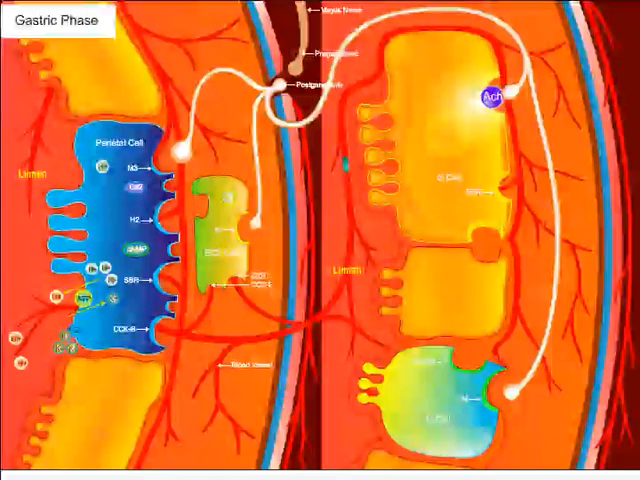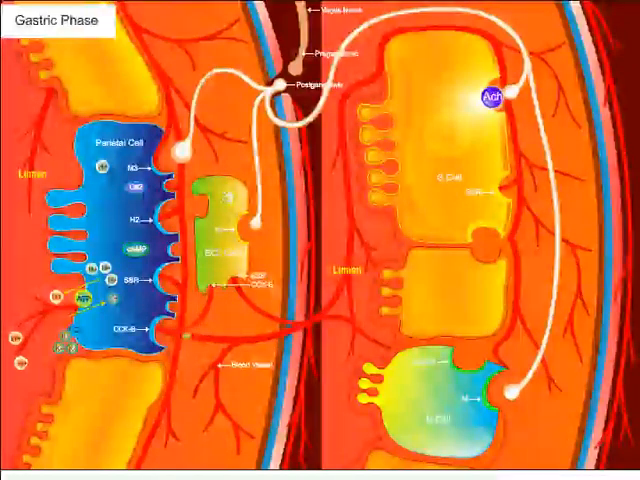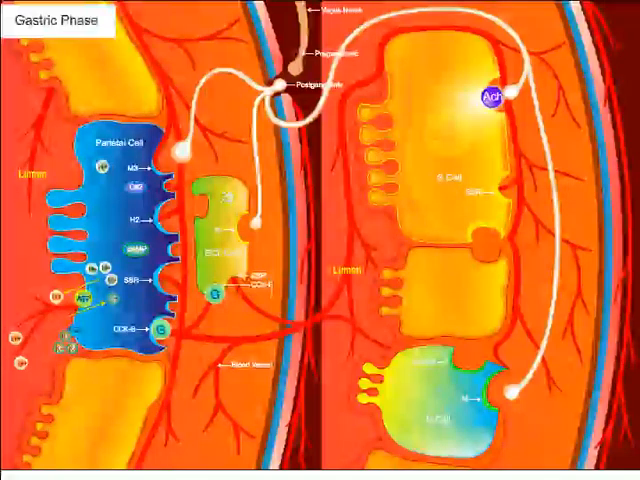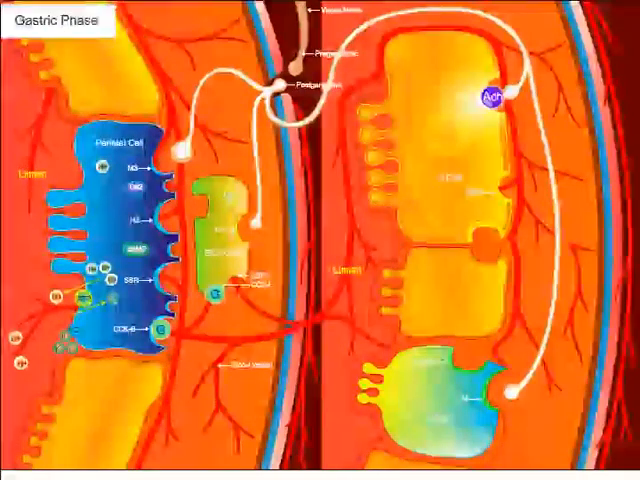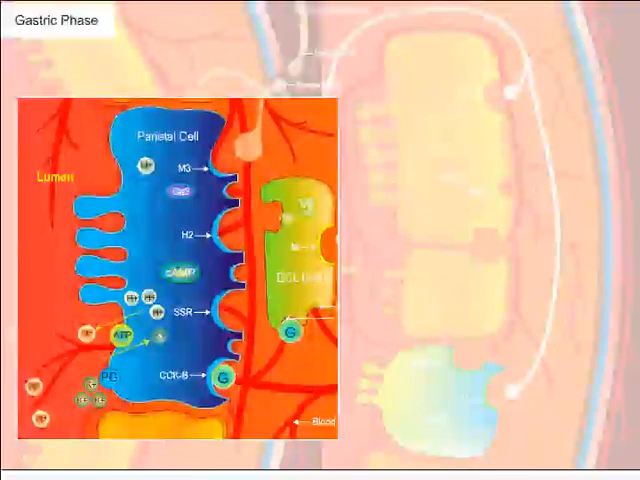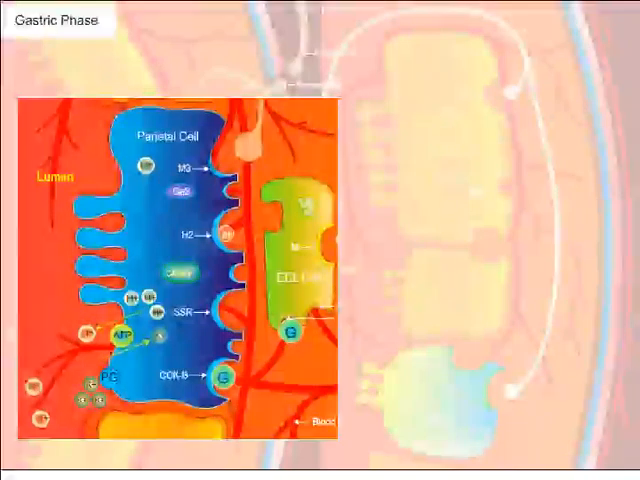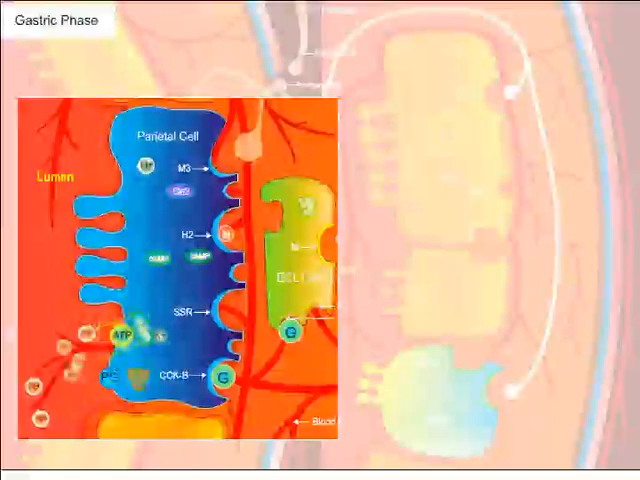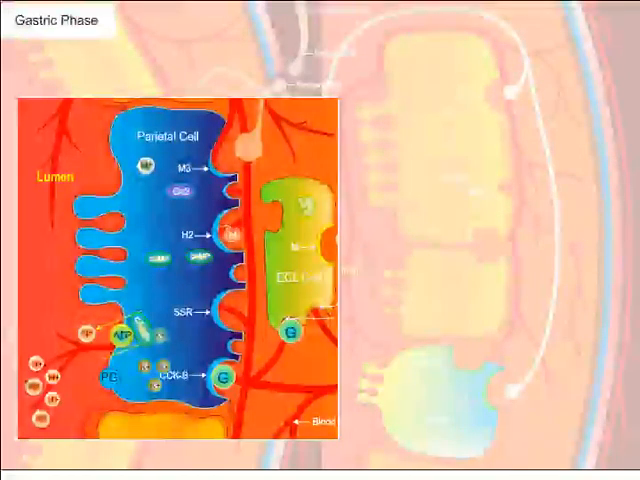Gastrin then travels through the circulation to the body of the stomach, where it binds to cholecystokinin B receptors on both ECL cells and parietal cells. Gastrin enhances the release of histamine from ECL cells. Histamine then binds to H2 receptors on parietal cells, causing cyclic AMP levels to increase, resulting in acid secretion.